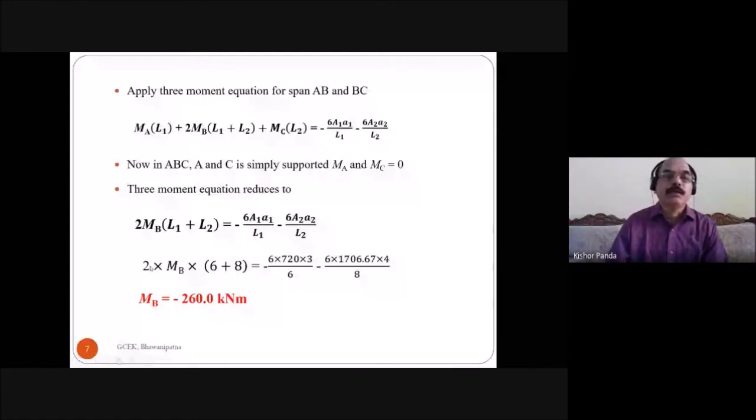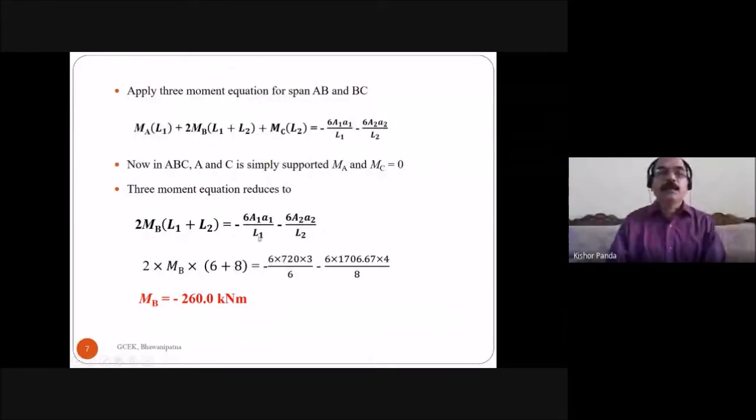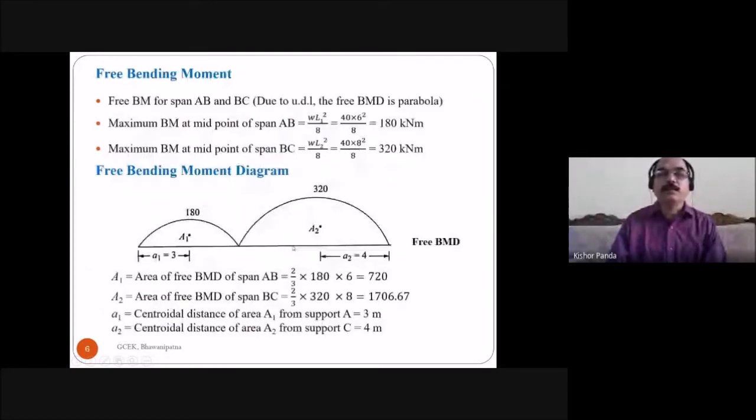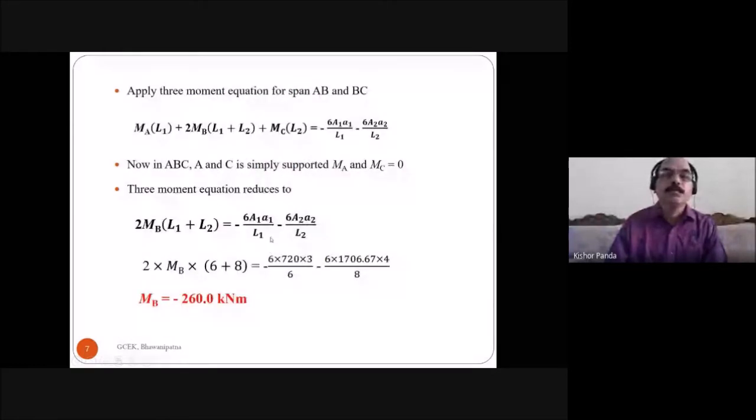2 into M_B into (L1 plus L2), where L1 is 6 meter and L2 is 8 meter, 6 plus 8, is equal to minus 6 A1 x1. A1 I have already calculated here: A1 is 720, A2 is 1706.67, and the centroidal distance x1 is 3 meter and x2 is 4 meter. So you put these values here: minus 6 into 720 into 3 divided by 6, minus 6 into 1706.67 into 4 by 8.